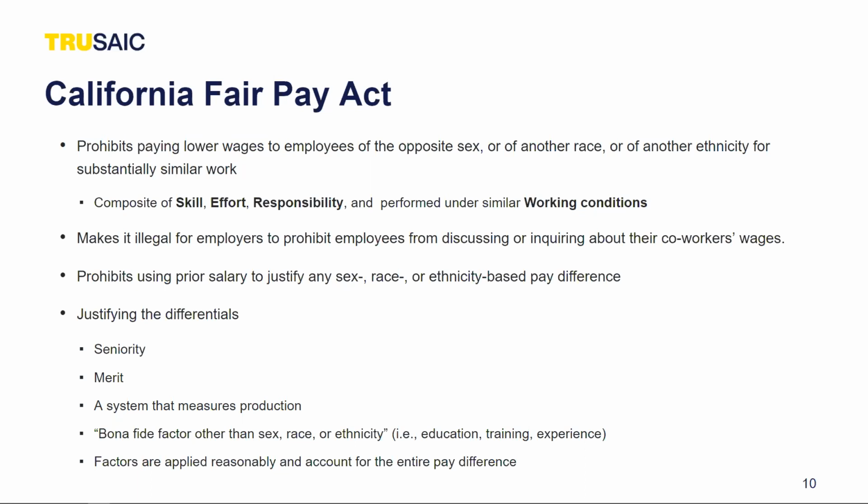It also prohibits the use of prior salary to justify pay differences. These four elements, though, skill, effort, responsibility, and working conditions, can be reflected through seniority, through merit, through other bona fide factors other than sex, race, or ethnicity. A bona fide factor, in a nutshell, means something that reflects business necessity, capturing those four elements. As we'll see shortly, SB 973, this reporting requirement, provides little scope for explaining these differences in the four elements, even though they would go a long way in explaining differences by gender and race, ethnicity. But I'll come back to that shortly.